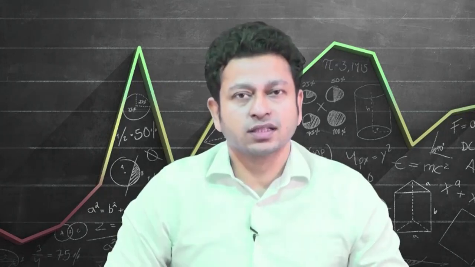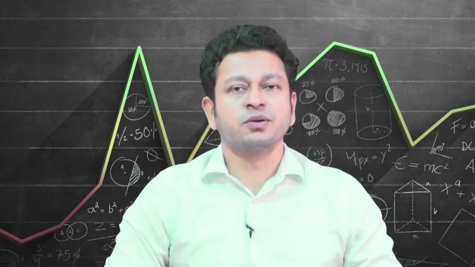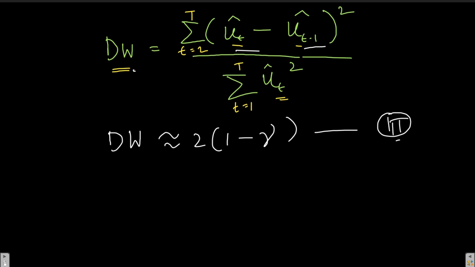Hello and welcome back to the lecture on applied econometrics. In this lecture we are going to talk about autocorrelation, and in the previous lecture we introduced the concept of the Durbin-Watson statistic. This is essentially a test to detect if there is any significant autocorrelation in our model.